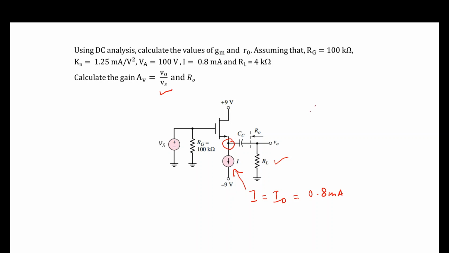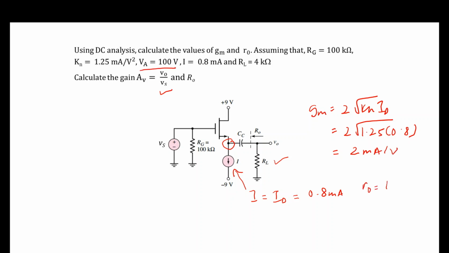Your Gm is equivalent to 2 square root of Kn ID, so 2 square root of 1.25 multiplied by 0.8, and you will get 2 milliampere per volt. Because there is VA, you have to calculate the small R0: 100 over 0.8 is equivalent to 125 kilo ohm. So those are the AC parameters.